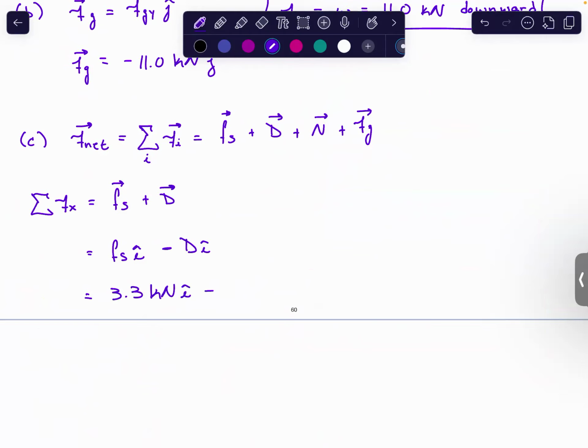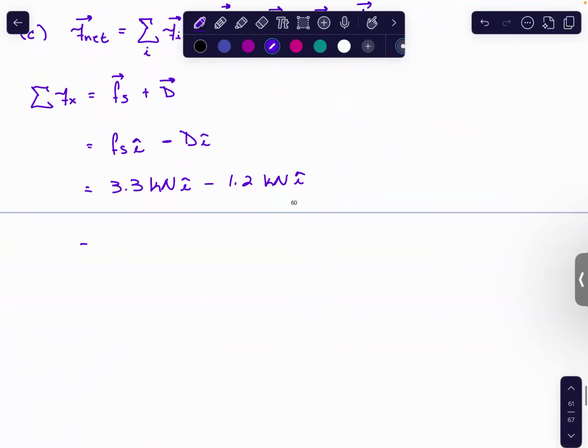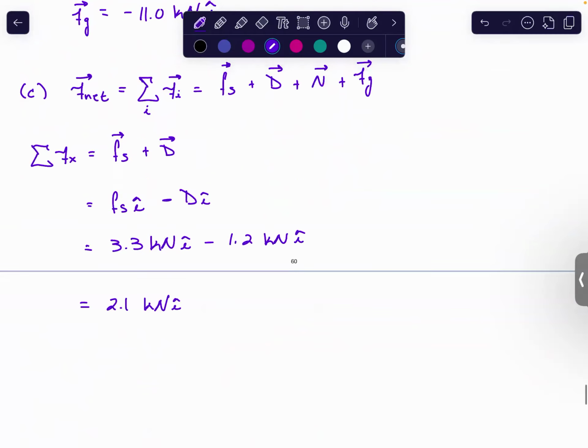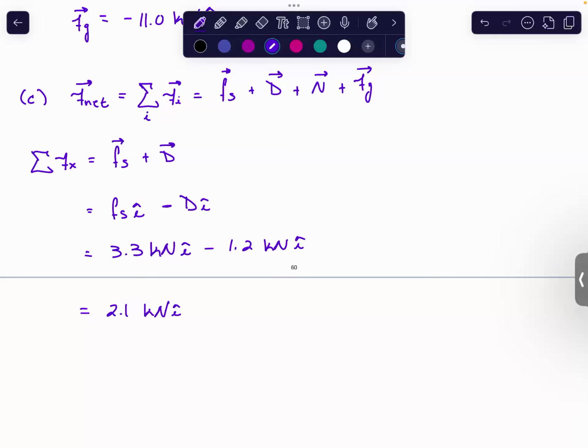Then minus your drag force, which was 1.2 kilonewtons I hat, and you see that you get a vector of 2.1 kilonewtons in the positive direction. Okay, now let's look at the sum of our forces in the y direction. That's going to be our normal force plus our weight, the gravitational force.